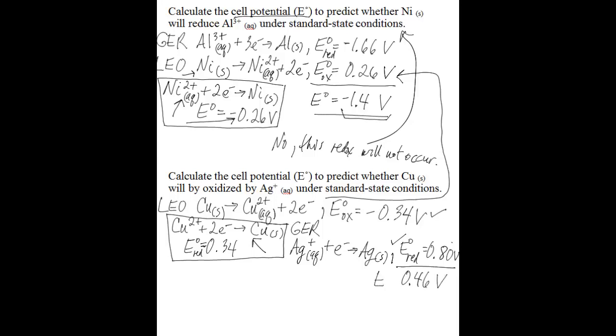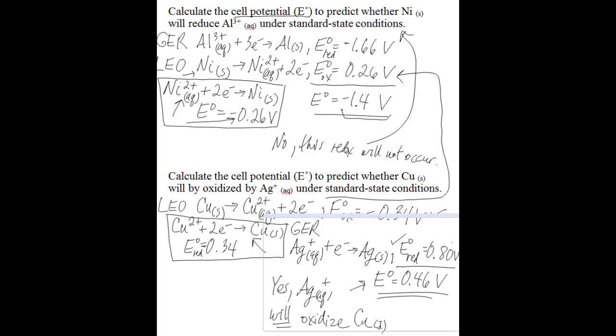And that is actually the cell potential value that you want to calculate to help you answer this question of whether or not this reaction will occur. Will copper be oxidized by silver? In this case, the answer is yes, because the cell potential is positive. And when the cell potential is positive, that means the reaction is spontaneous. So the answer to this question is yes, the silver cation in aqueous form will oxidize the copper solid. And that's it. We've done both of the problems, so we're finished.